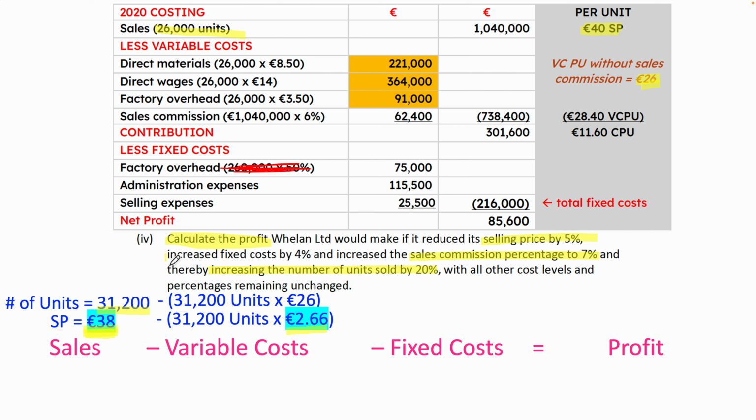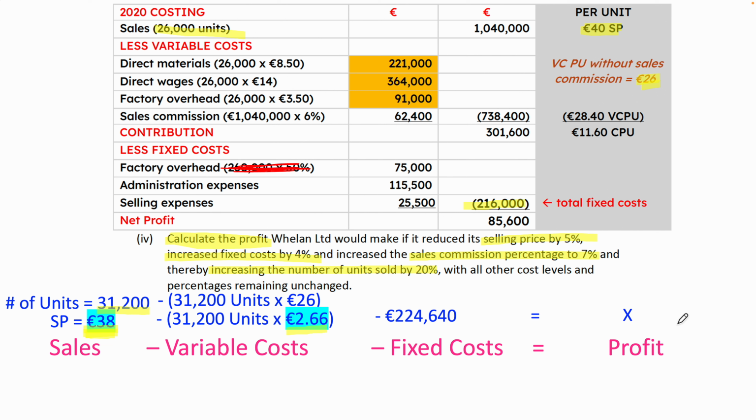Now, fixed costs, we're asked here to increase the fixed cost by 4%. So the fixed costs were 216,000. If you multiply that by 104%, or multiply by 4% and add it on, you're going to get €224,640.